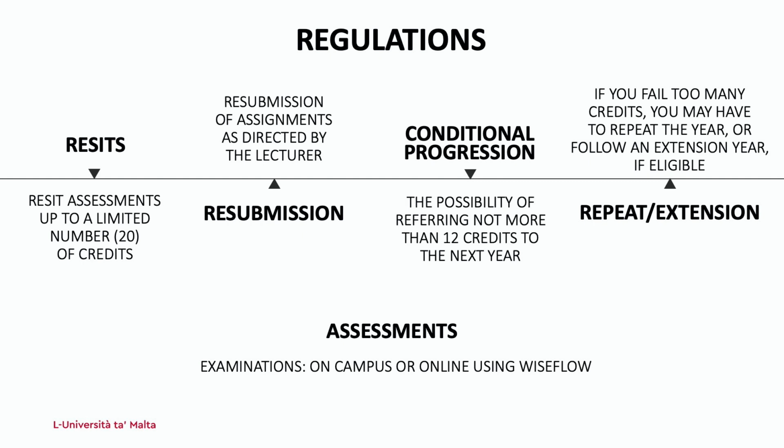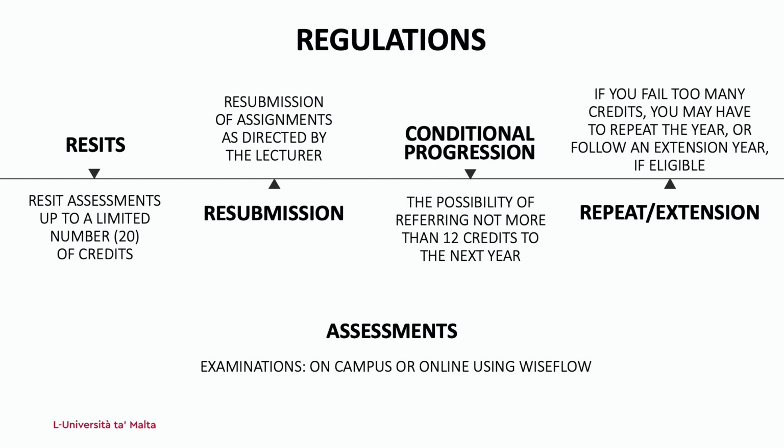Here I am going to highlight only 4 items which may be found in the regulations, which I think are very important for students to be aware of at the start of their program. In case you sit for an examination or you submit an assignment and you fail, there is the possibility that you resubmit the assignment or that you resit your examination. There is a limit to the number of resit assessments that you will be able to take, and this is 20 per year. So you need to be careful that you do not fail more than 20 credits per year. Should you fail more than 20, you will need to repeat the year or to follow an extension year.